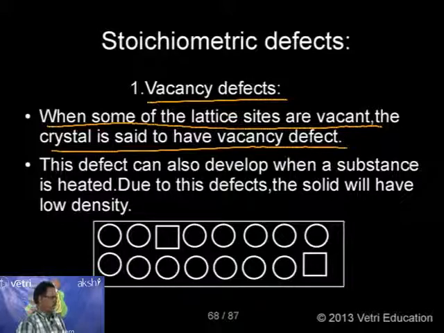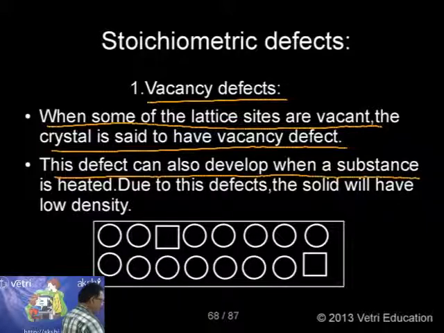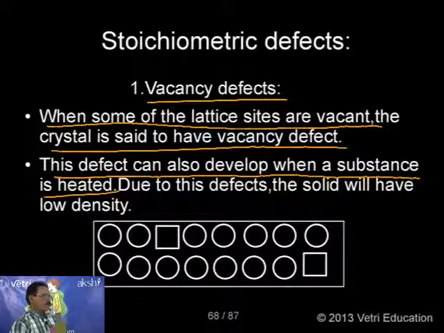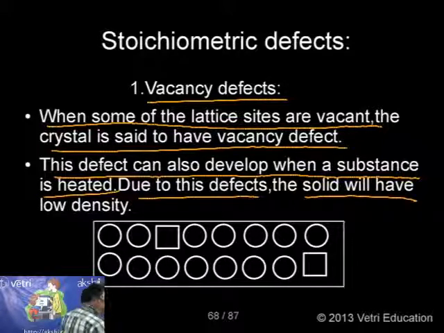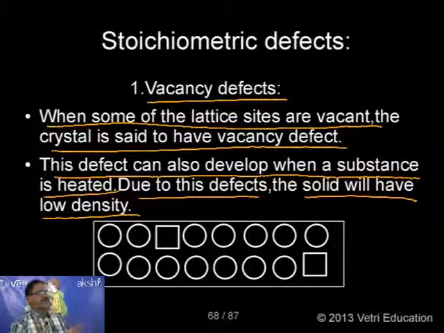Now, this defect can also develop when a substance is heated. This is interesting information. When you heat a substance, the atom or ion occupying a particular site can move away from its place, leaving a vacancy. So this vacancy arises due to heating also. Due to this defect, the solid will have comparatively low density.